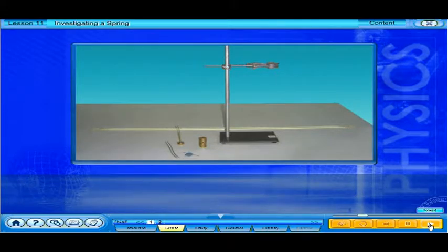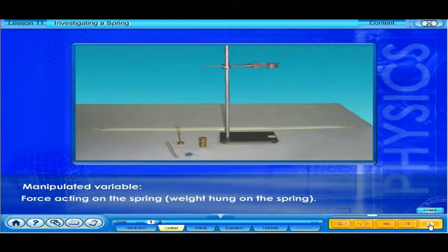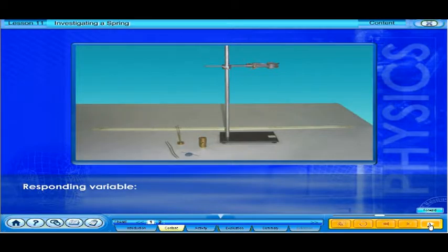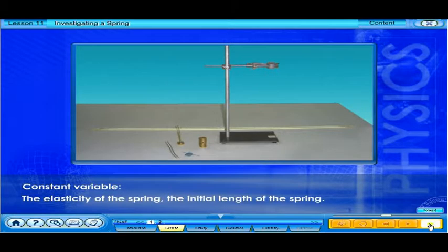To test this, you need to identify the variables involved. To help you do this, you can ask yourself the following questions. What do you change? Force acting on the spring. Weight hung on the spring. What do you measure? Extension of the spring. What do you keep the same? The elasticity of the spring, the initial length of the spring.